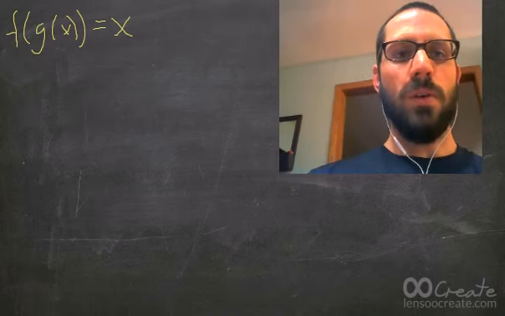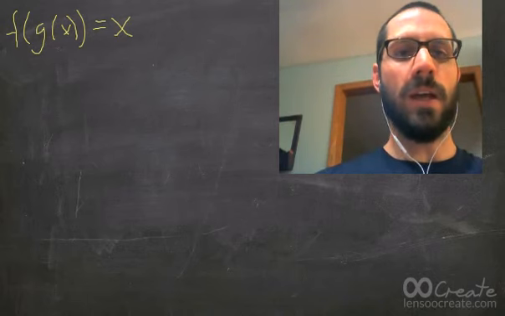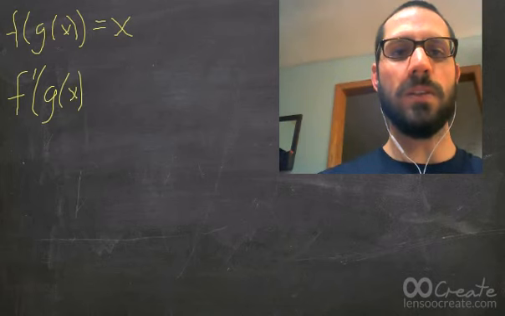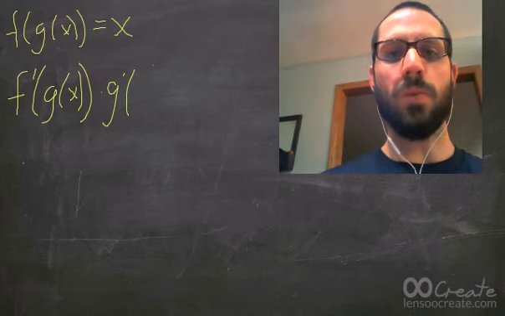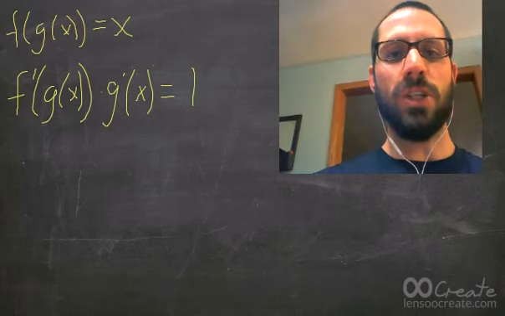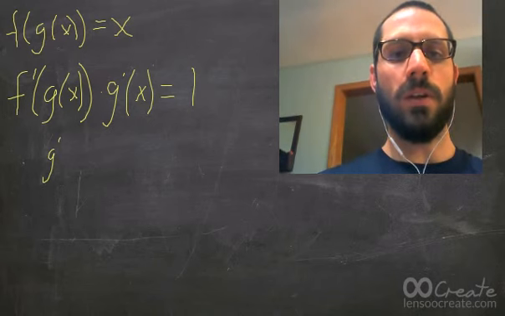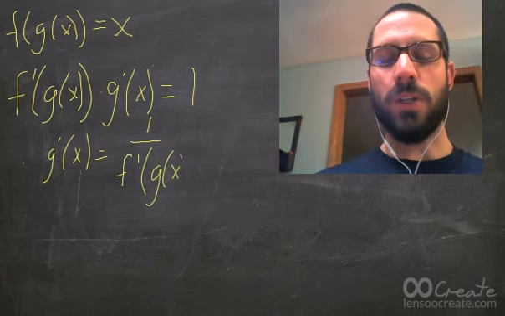Then what we did in class is we derived the whole thing. So on the left side, we'll derive and we'll get f prime of g of x times the chain rule of the inside. The derivative of the inside would be g prime of x equals the derivative of x is 1. Then when we divided and got g prime by itself, we get g prime of x equals 1 over f prime of g of x.